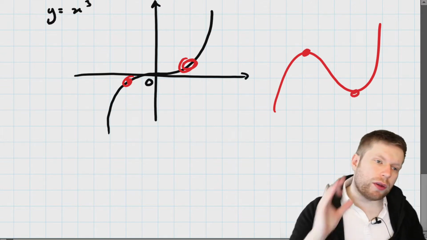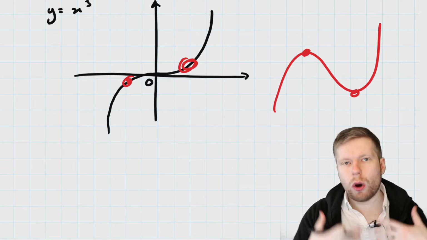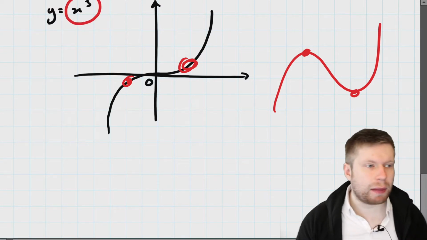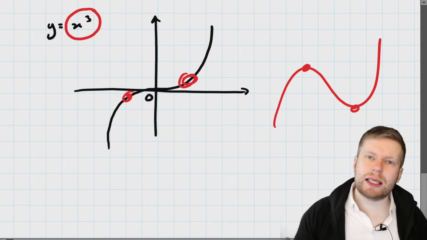And you remember that the number of turning points of a graph is always 1 less than whatever the order or the degree of a graph is. So just remember, by order or degree, I'm simply looking at the highest power. So in this case, the order or the degree is 3, which means I'm expecting it to turn twice.